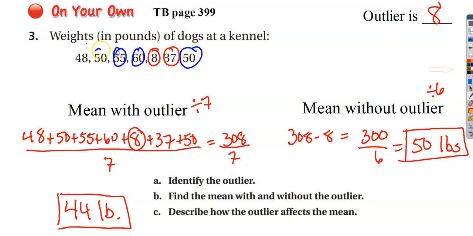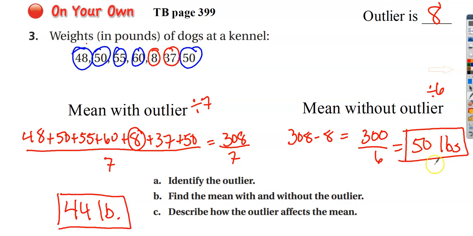And then I'm going to circle in blue the ones that are greater than 44, right? And so now you can see this is where it starts getting interesting. There's 5 values that are greater than 44, and there's only 2 that are less. So it seems like maybe that's not a great representation of the average weight of the dogs. And then the mean without the outlier, this one makes more sense.